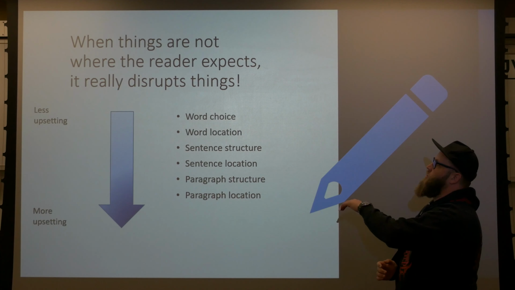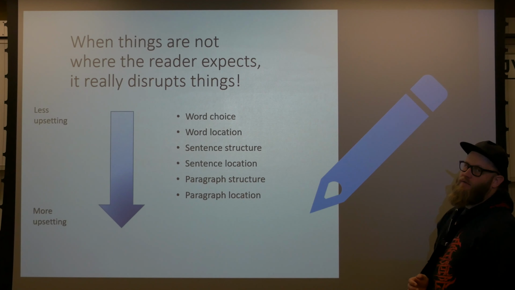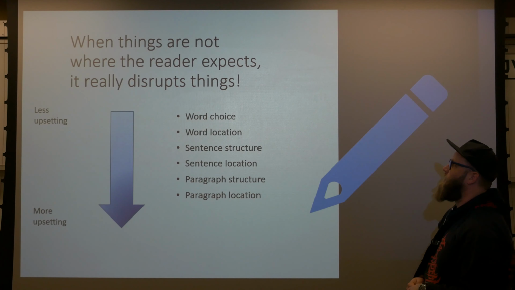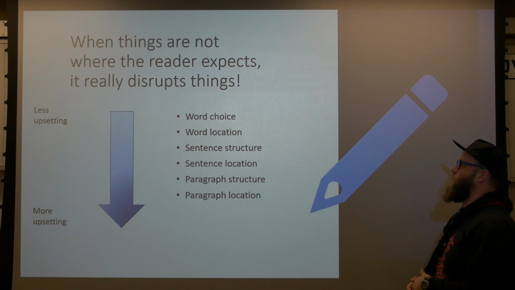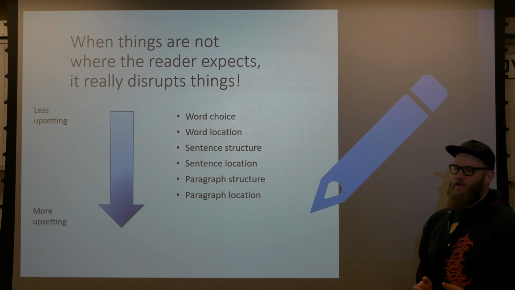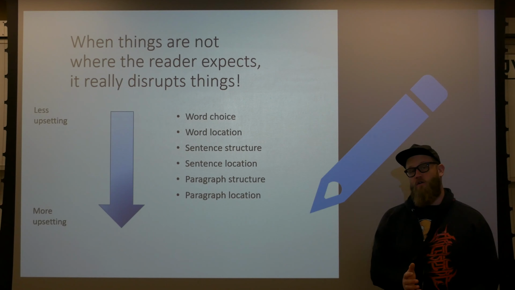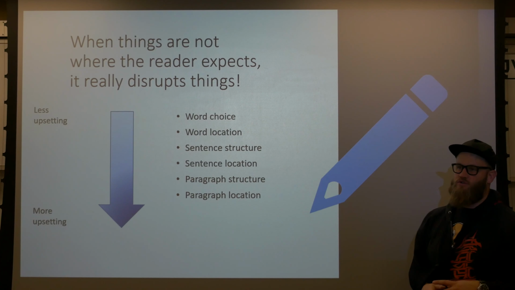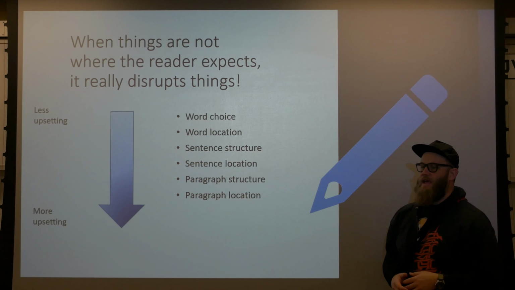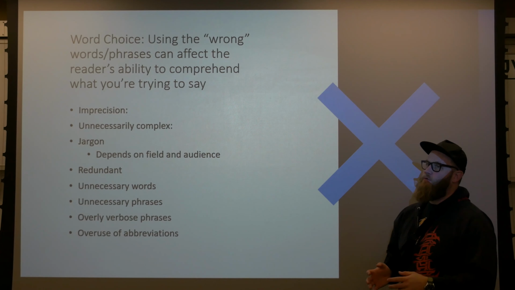Okay, so this is actually a pretty helpful little chart. As you go down the list, they're more upsetting. Okay, so word choice is less upsetting than word location. Sentence structure and sentence location can be frustrating when there are errors there, but when there are errors in paragraph location and paragraph structure, it actually makes it hard to read, and it upsets the reader and their interpretation.